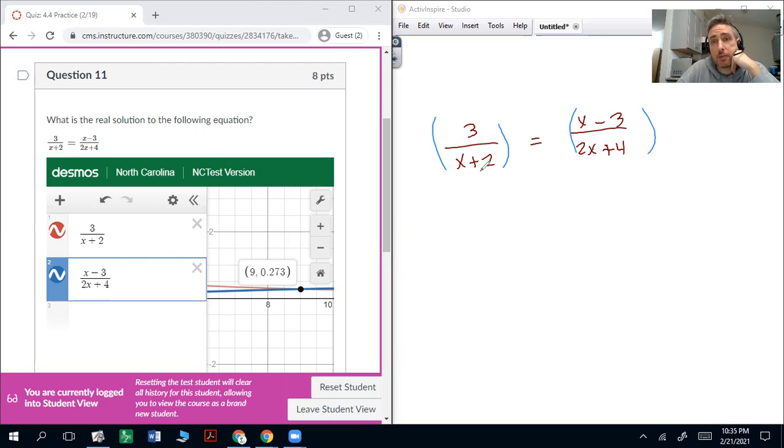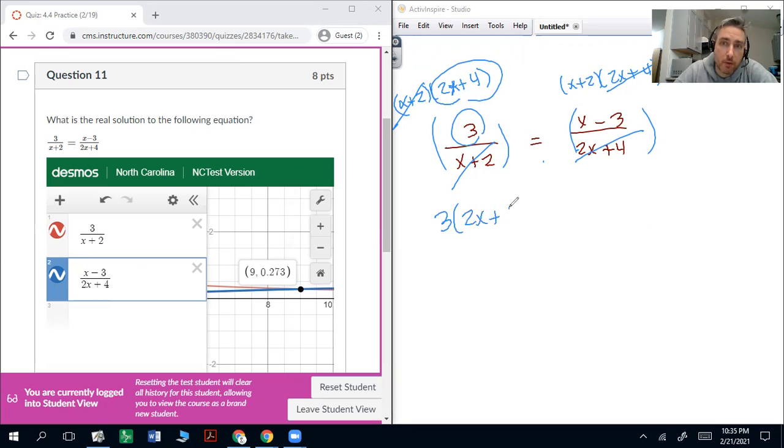All right, so by hand, I have x plus 2, 2x plus 4. I'm going to keep it easy. So we're going to do x plus 2, 2x plus 4, x plus 2, 2x plus 4. Cross out the x plus 2's, cross out the 2x plus 4's, and we're left with 3 parentheses 2x plus 4. Cross multiplication equals x plus 2, x minus 3.